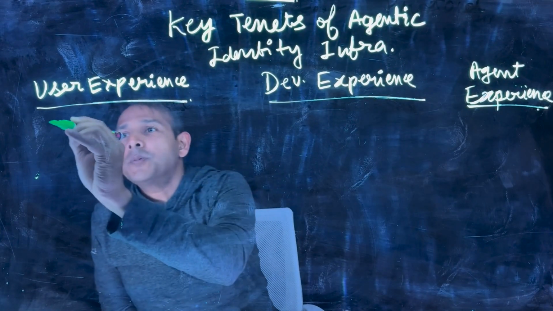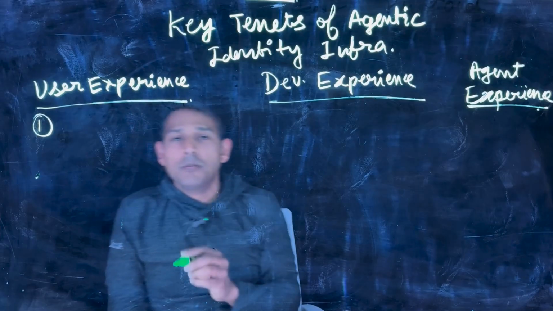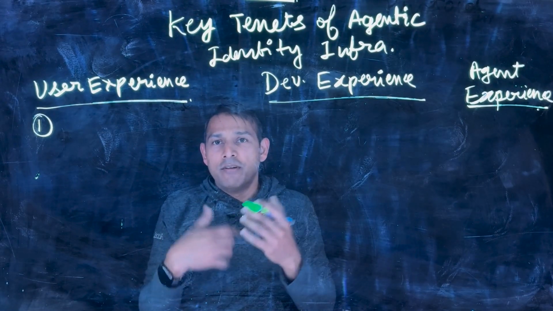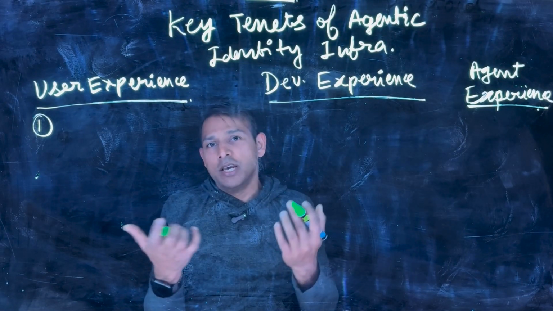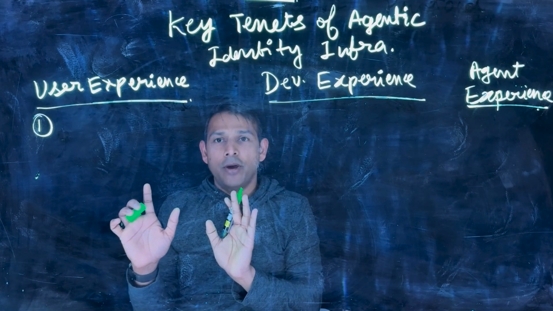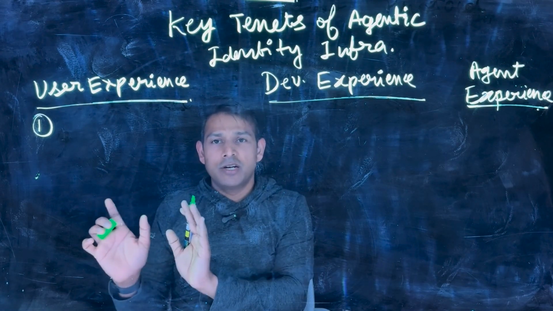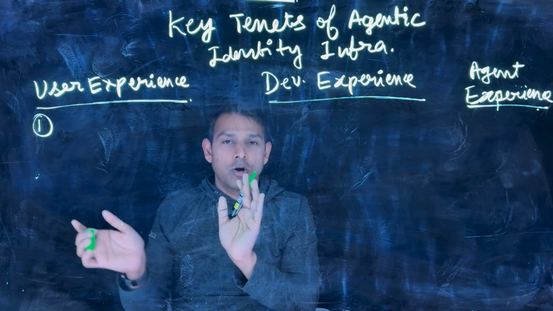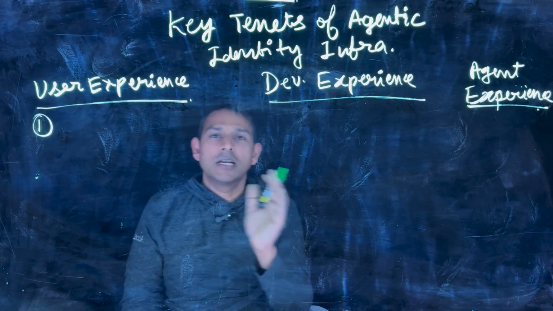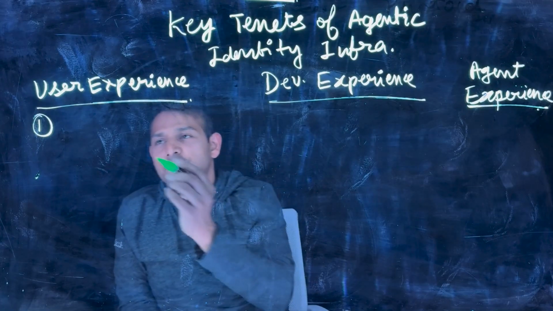So on the user experience front, the most important thing here is when a user interacts with an agent, how are they able to give actions or tasks to the agent? And that experience stays with the application developers or the agent developers and the LLM interfaces. We're not going to cover that, and identity has very little to do with that. What are the user experience things that an identity infrastructure can affect?